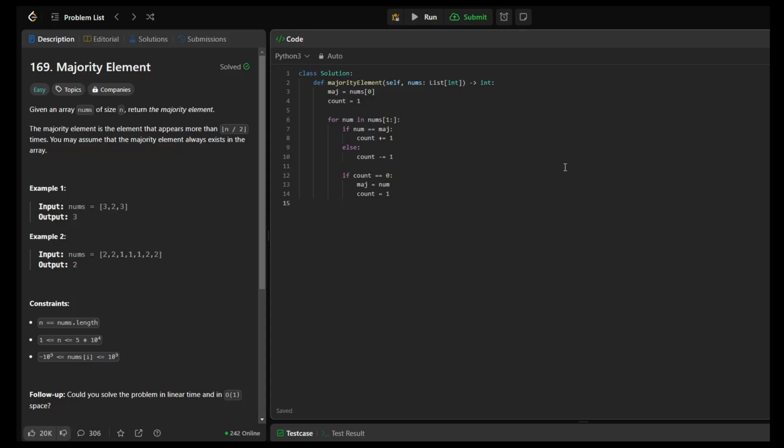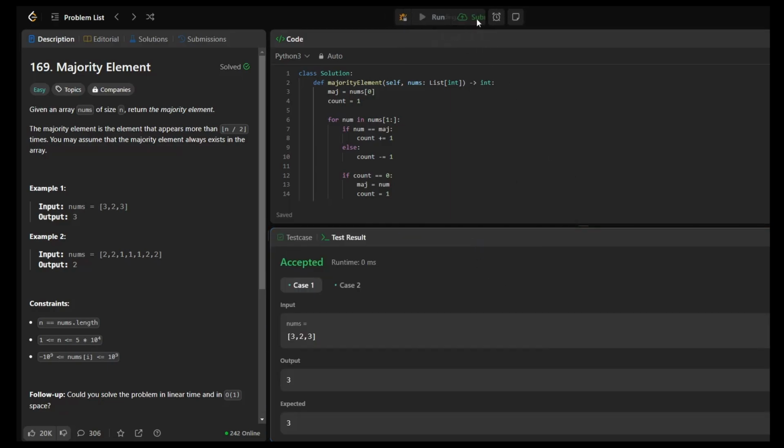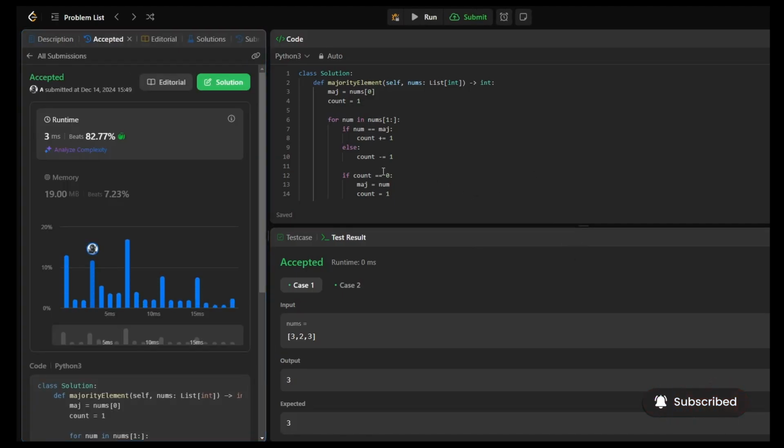Now this is all we need to traverse through the array and get a majority element. Now we can return this majority element from over here. Let's run this code. We have it passing. Let's submit it. We have a solution.